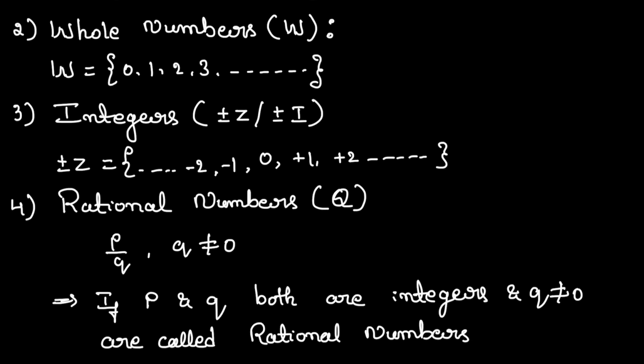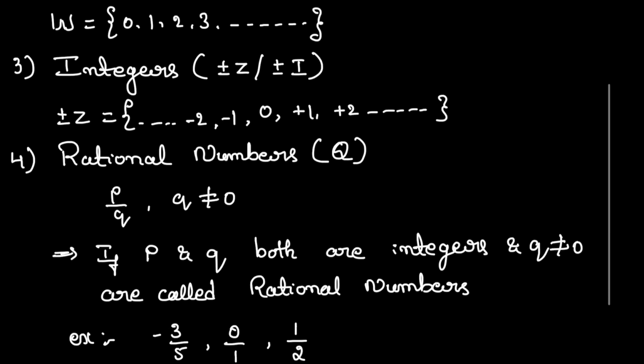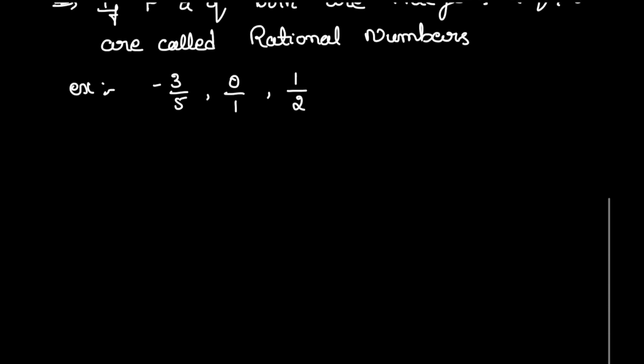Next, example for rational numbers: minus 3 by 5, 0 by 1. 0 is also a rational number. 1 by 2. You can write positive and negative rational numbers. Next is properties of rational numbers.